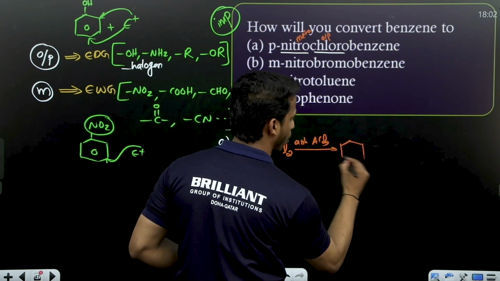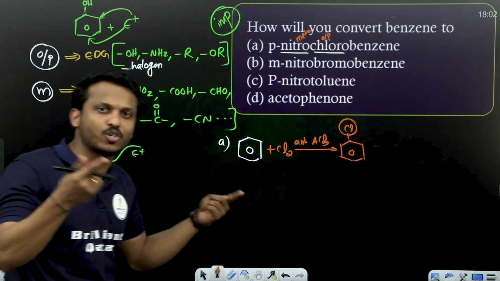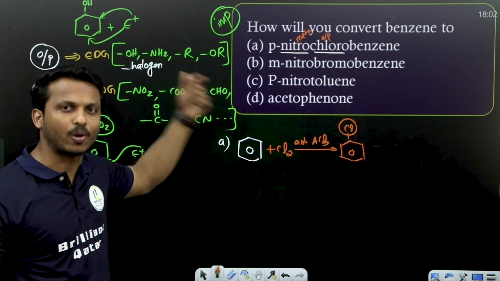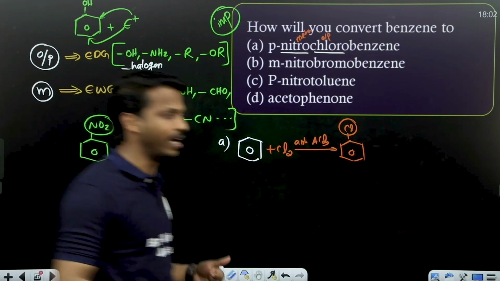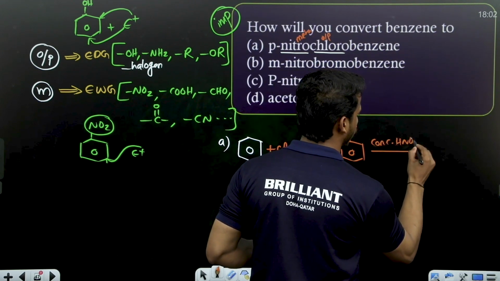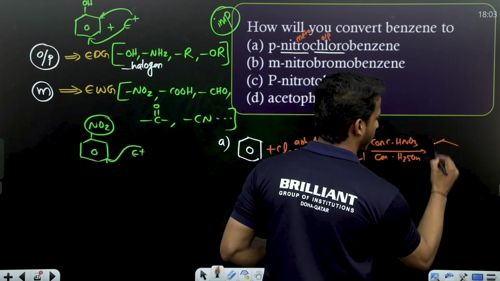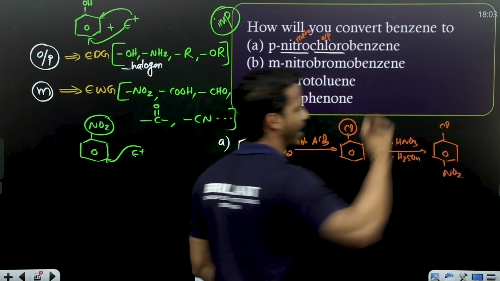You will get chlorobenzene. Now dear all, chlorine will decide where the next group goes. Chlorine is a halogen. I told you halogens are ortho-para directing groups. The next group can go to para. That's what we need. So do nitration next. Concentrated HNO3, concentrated H2SO4. We get chlorobenzene with one nitro group at para.